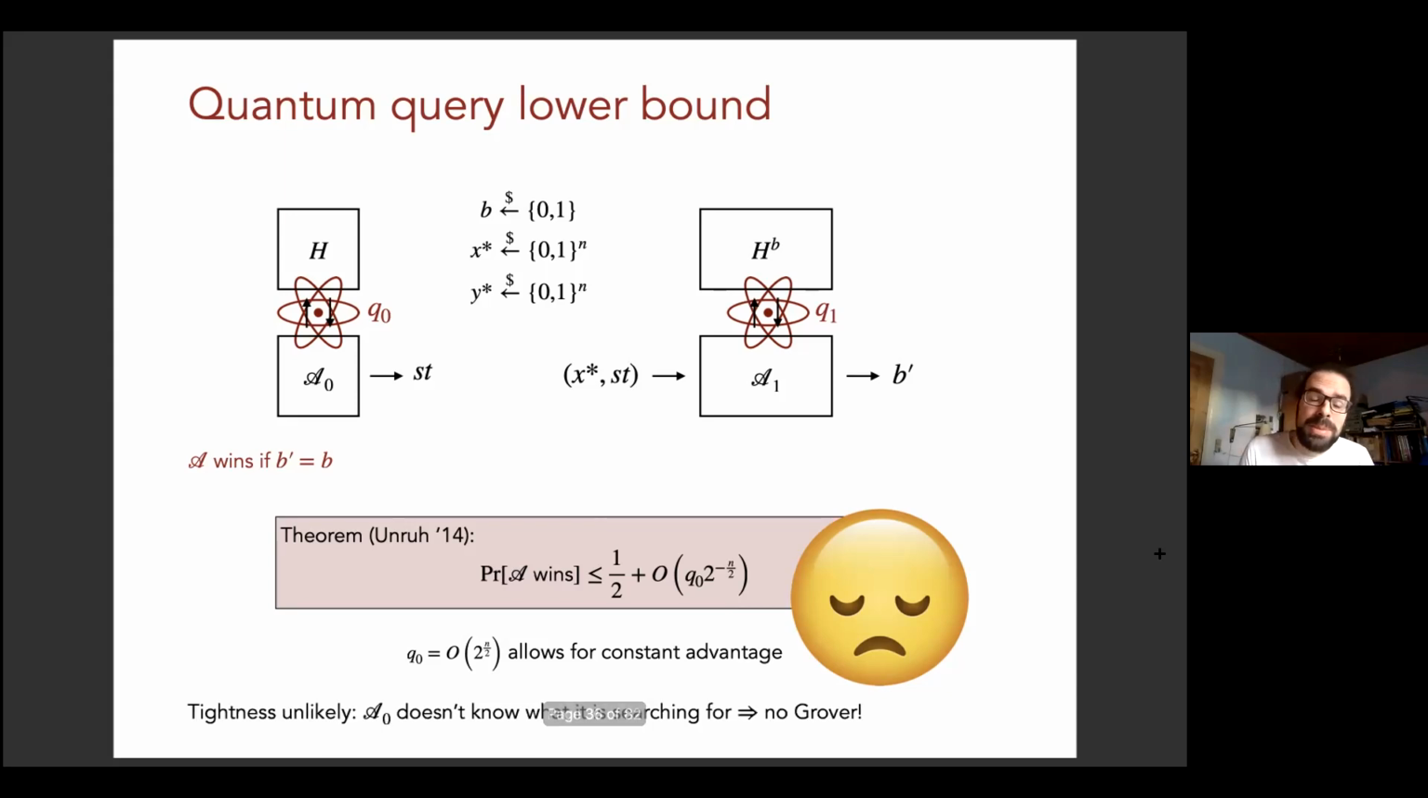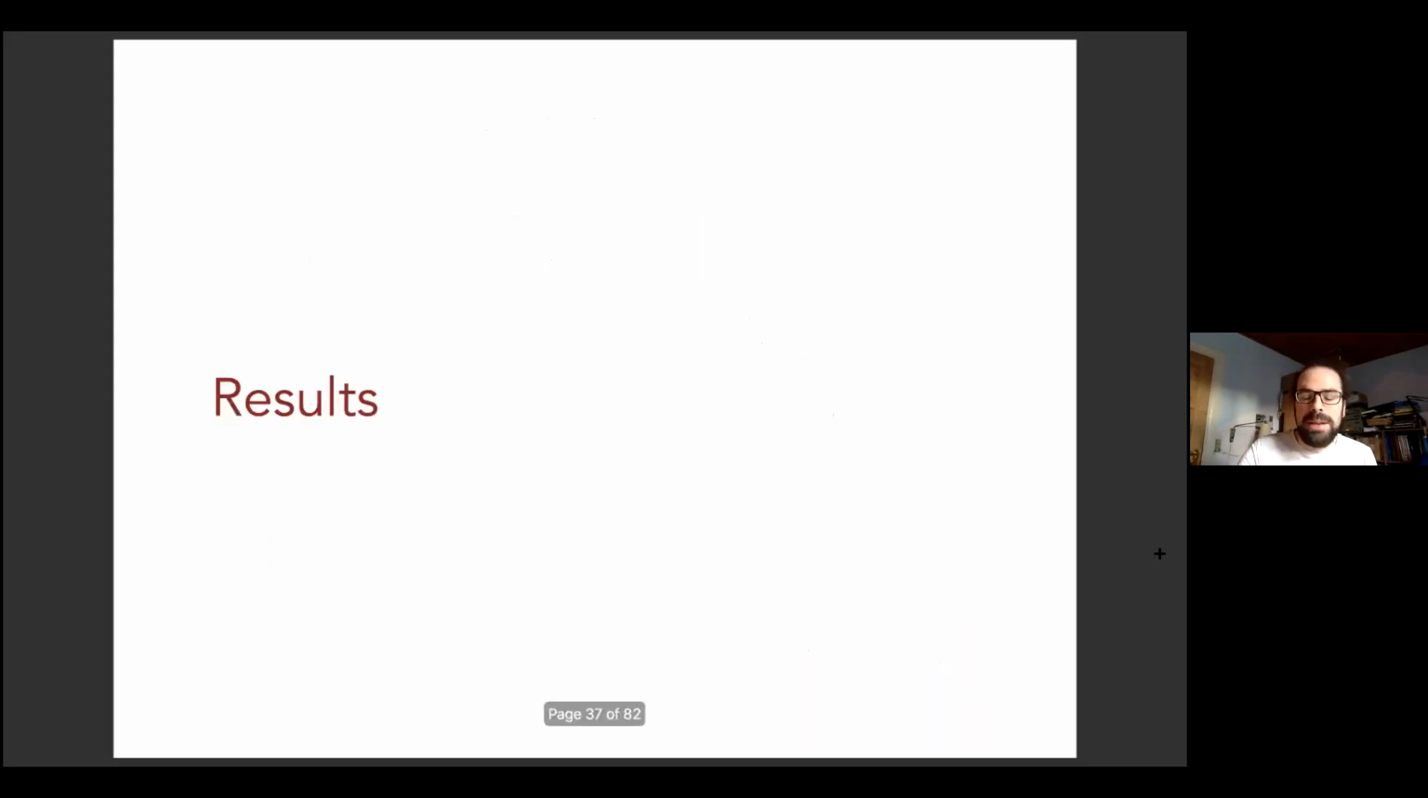But if we look a bit closer, it's somehow unclear how Grover's algorithm should be applied here, because A0 really doesn't know where to look, right? I mean, A0 just tries to scrape up as much information about the function h as possible without knowing where to look for the relevant information, which is the output of h on input x star, right? But it doesn't know x star. So somehow there shouldn't be this Grover advantage. This was the starting point for our work. So let me move on to present our results.